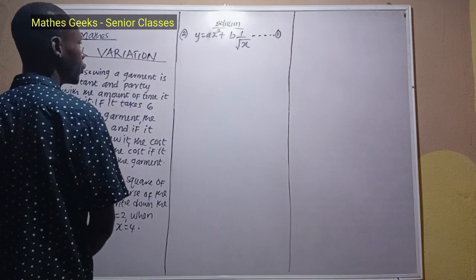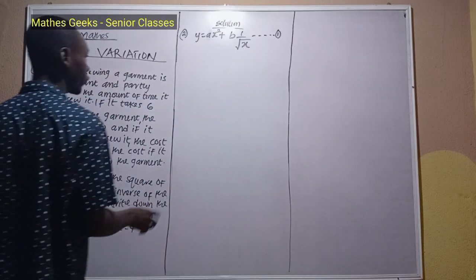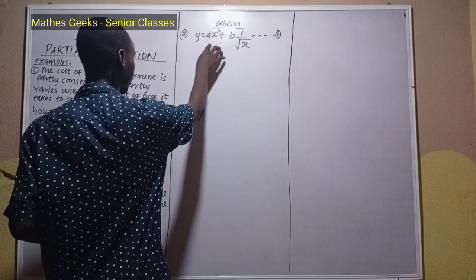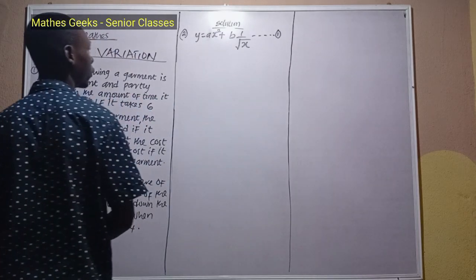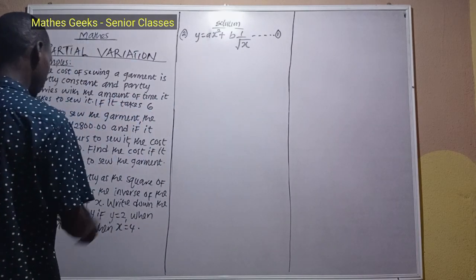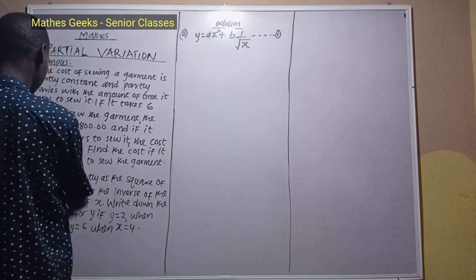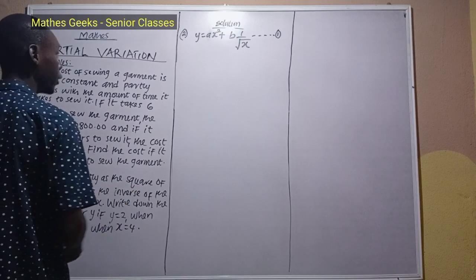So what we're going to do is to look for the values of a and b, which are the constants, after which we substitute them in place of a and b to get the formula connecting y, x squared, and root x together. So for us to do that, we need to solve with the values given for y and x.